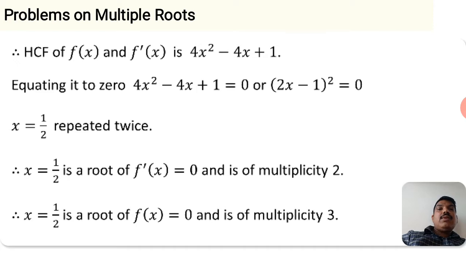Equating it to 0: 4x square minus 4x plus 1 equals 0. Completing the square, very easily that is 2x minus 1 whole square equals 0. When simplifying, x is equal to 1 by 2 repeated twice, because 2x minus 1 whole square is there. Therefore 2x is equal to plus 1 when it comes to the RHS, so x is equal to 1 by 2.